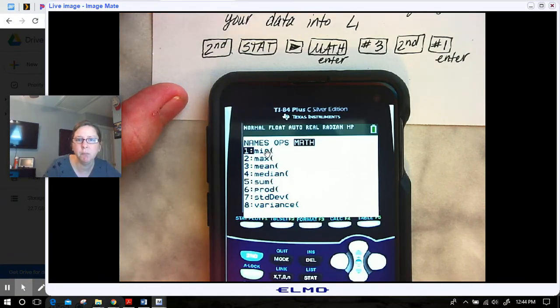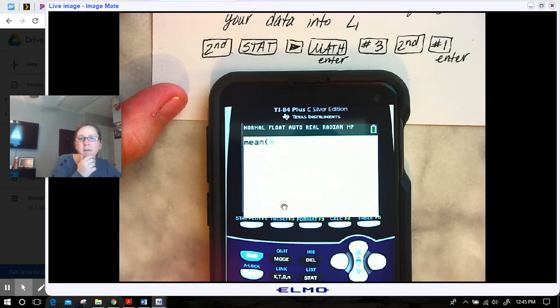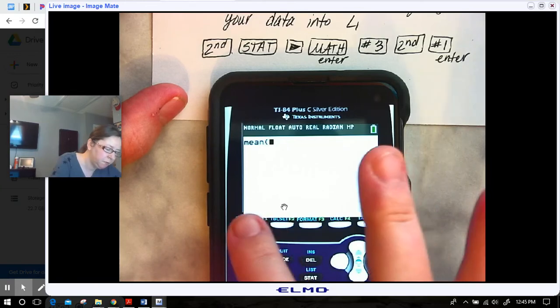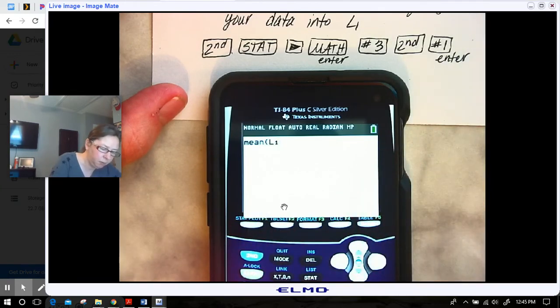Now look, you can find the minimum, you can find the maximum, you can find the average or the mean, you can find the median, you can find the sum of all the numbers, you can find the standard deviation right here, you can find the variance. You can find everything by coming over to this math button. Okay, so to find the mean, I'm going to hit math. And so I have to choose, do I want to find the mean for the first list of numbers or the second list? So for the first list, I would hit second 1 to bring up L1.